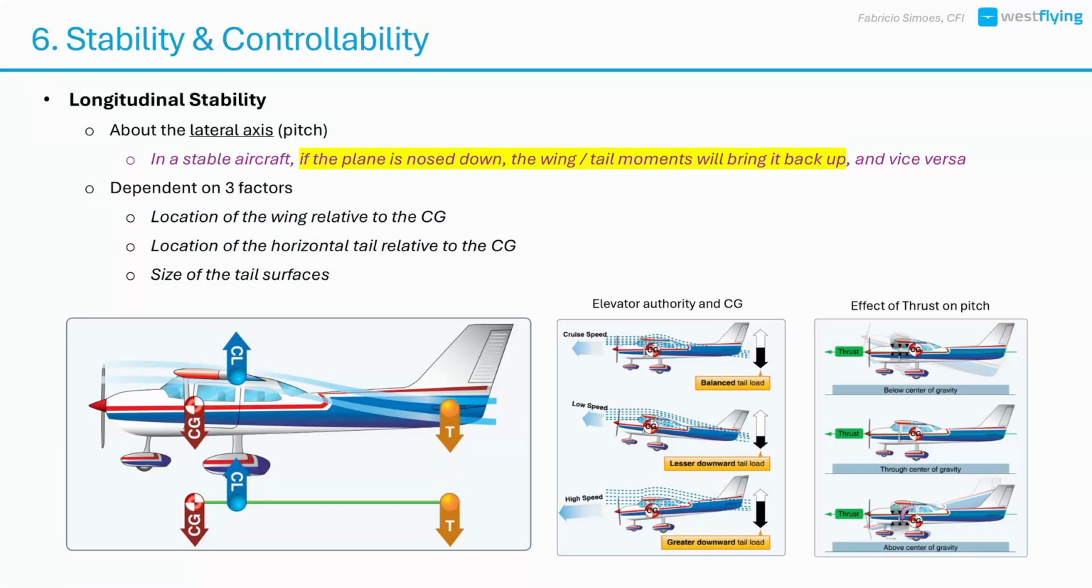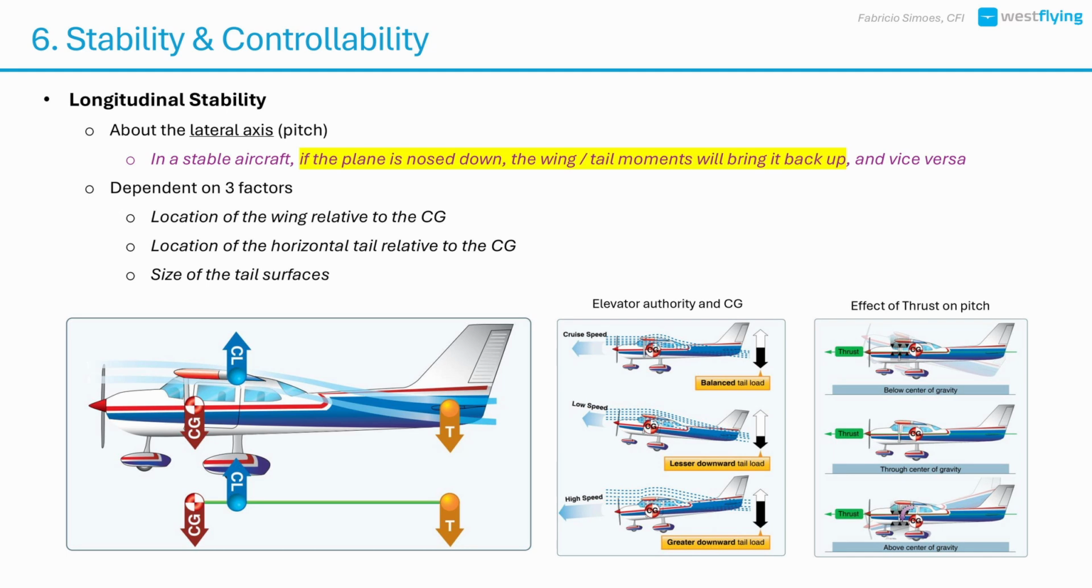What we just discussed, forward versus aft CG, is part of what we call longitudinal stability. The longitudinal stability is the stability about the lateral axis, the pitch axis of the aircraft. In a longitudinally stable airplane, if the nose pitches down, the aircraft starts to pick up airspeed, and that increases the downward forces in the elevator, pitching the airplane back up.